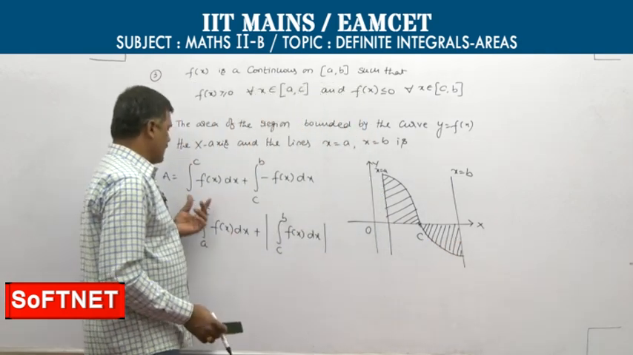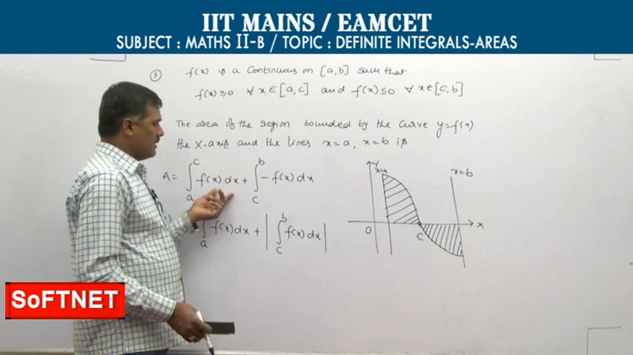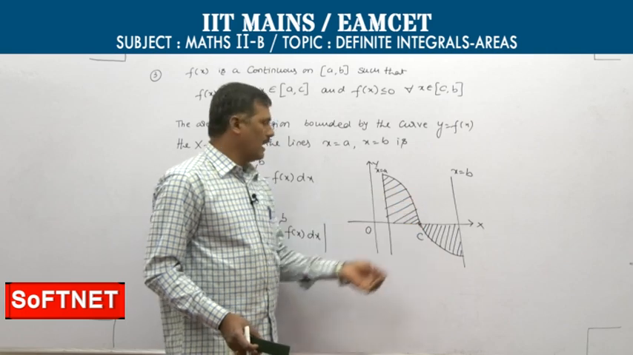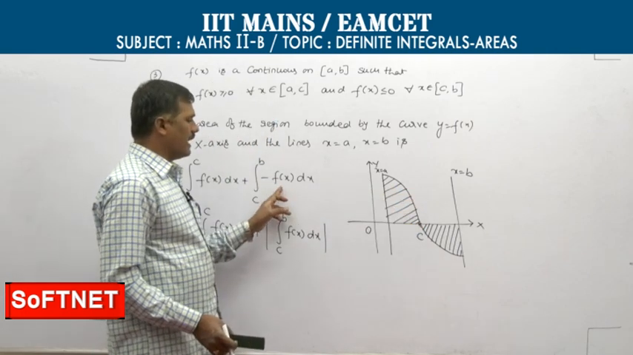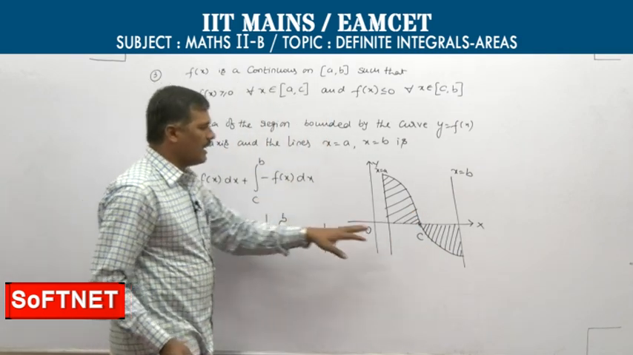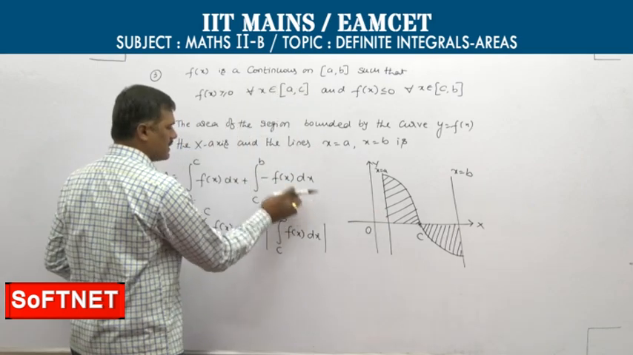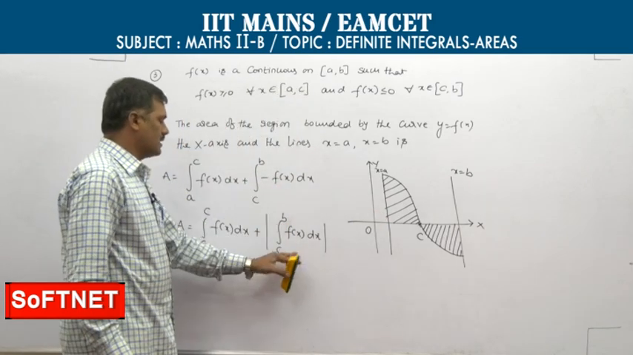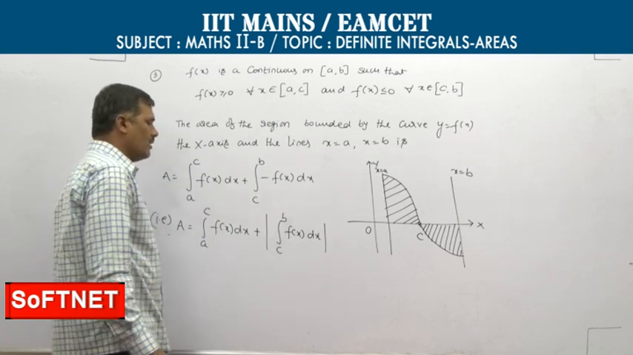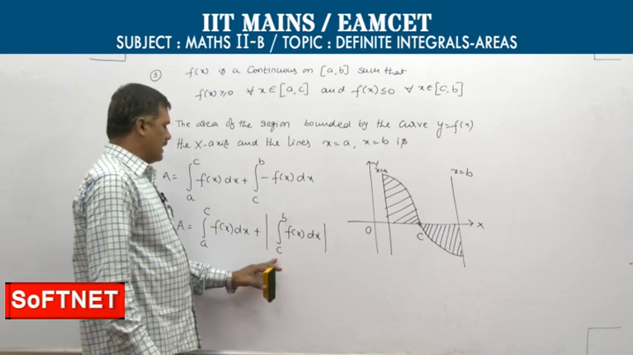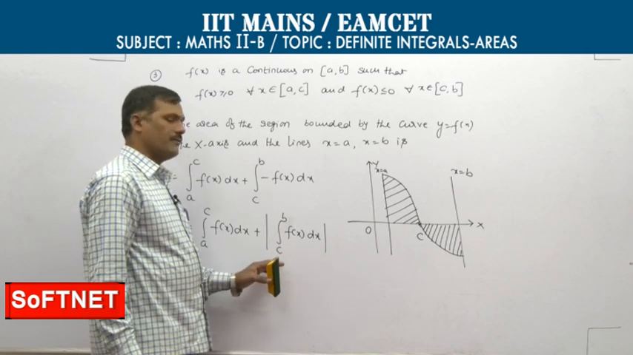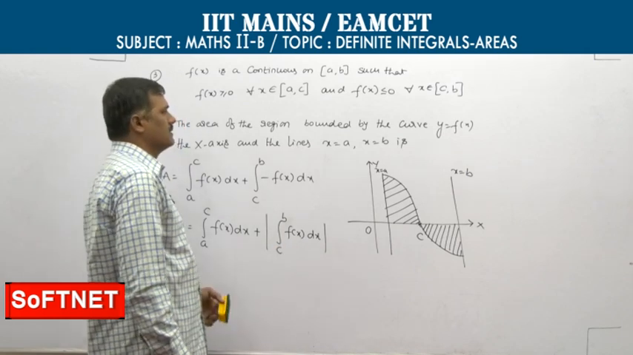So that's why integral a to c f of x dx, because f of x is greater than or equal to 0 above the x-axis, and c to b minus f of x dx below the x-axis, that's why negative. But area is never negative, that's why you can use the mod function for this second term. Therefore A is equal to integral a to c f of x dx plus modulus of integral c to b f of x dx.